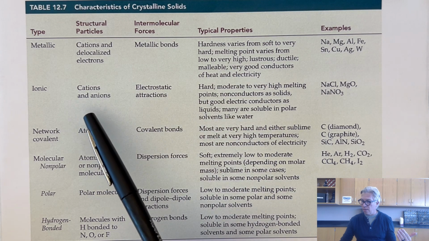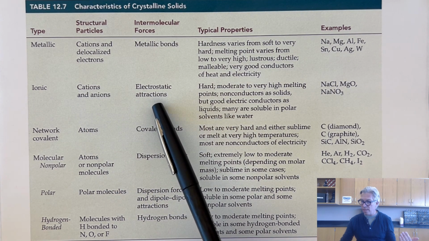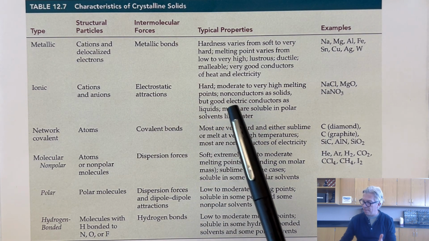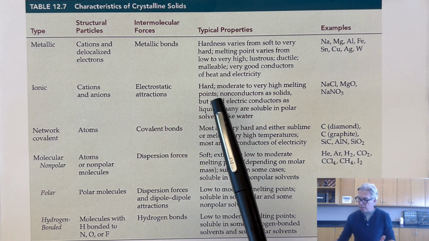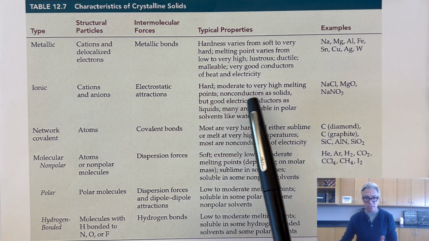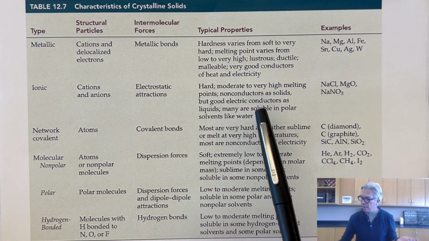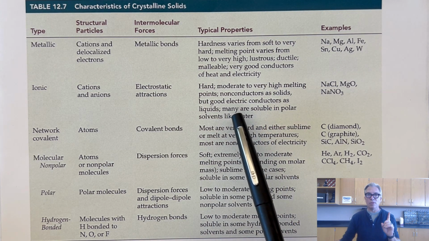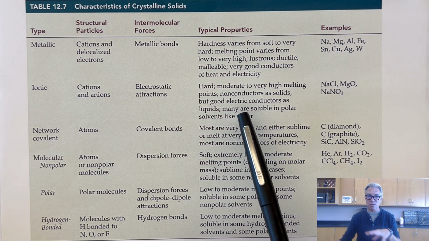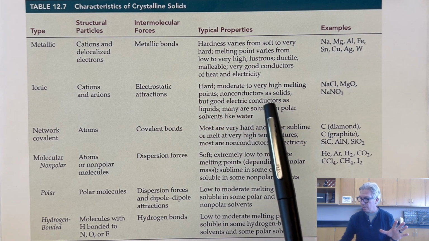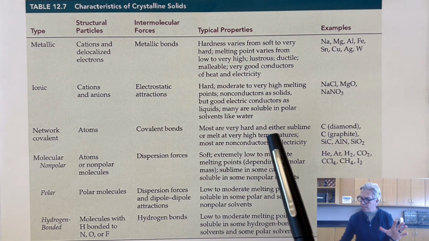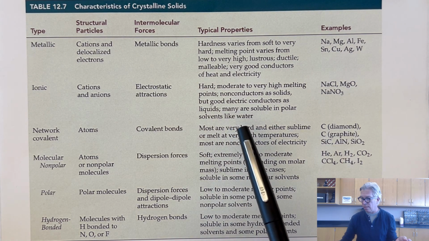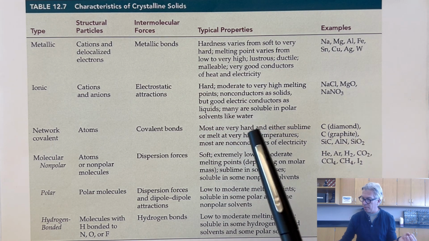Ionic solids are made up of electrostatic attractions between cations and anions. They have crystal structures alternating one of each at a time. They are pretty hard, moderate to high melting points, so we're getting somewhere on those. Non-conductors as solids, but good electric conductors as liquids. So when those get melted and the ions can move around, that's going to be a good conductor. Many are soluble in polar solvents like water, and they conduct electricity in a solution as well.